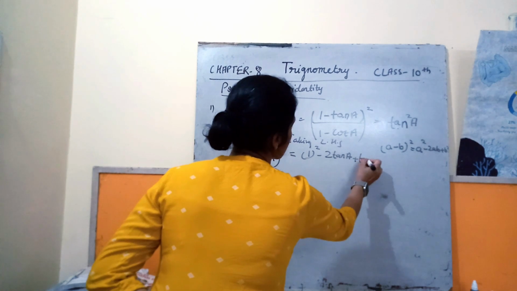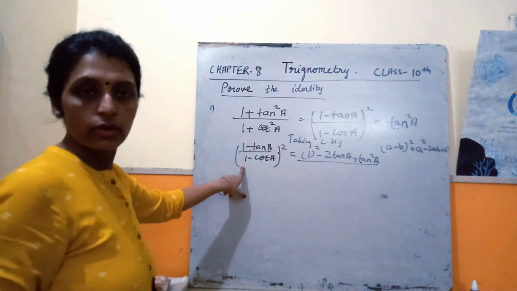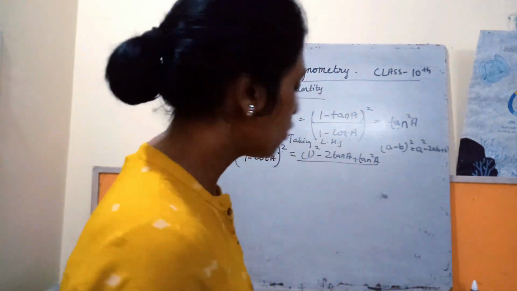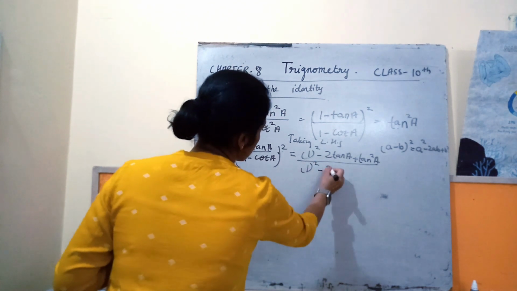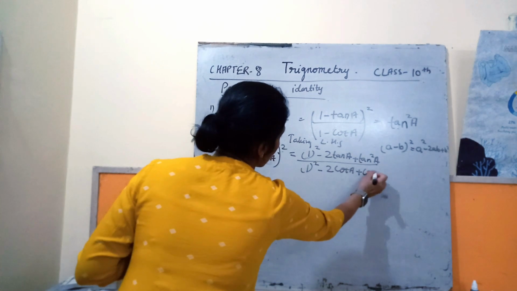plus tan square A. Similarly, the denominator will also be expanded using the identity (A minus B) whole square. It will be 1 square minus 2 cot A plus cot square A.